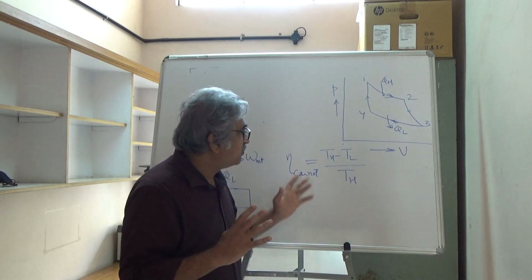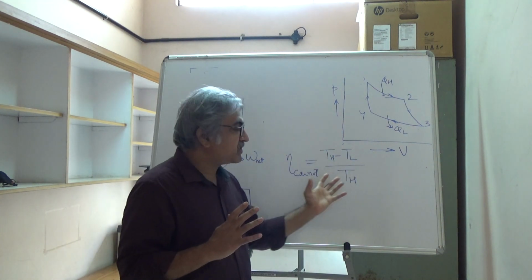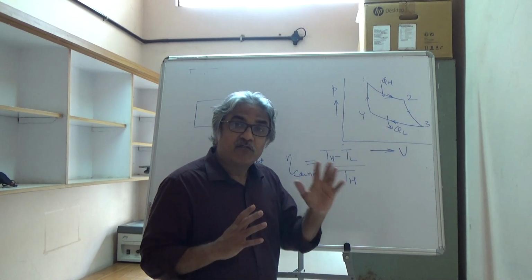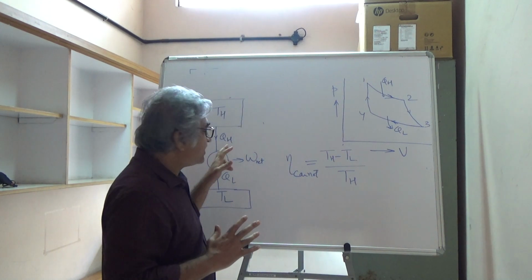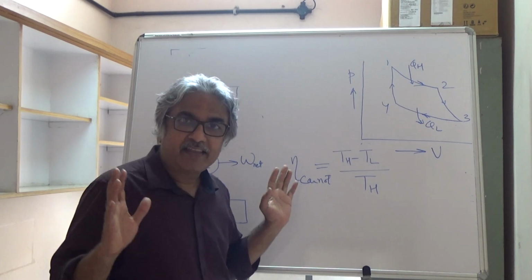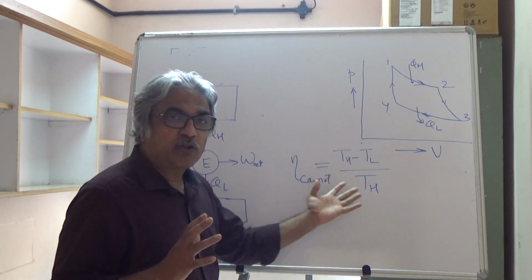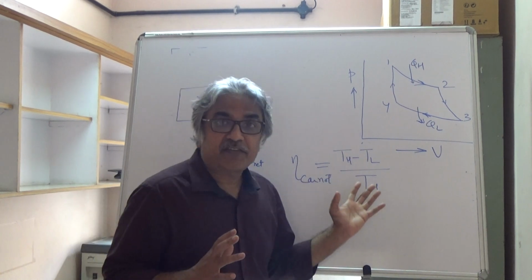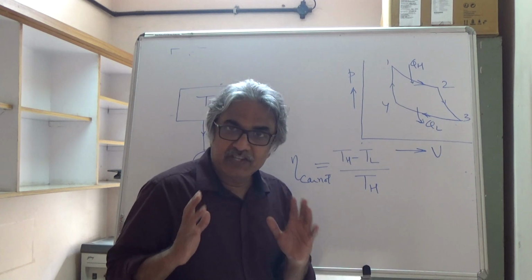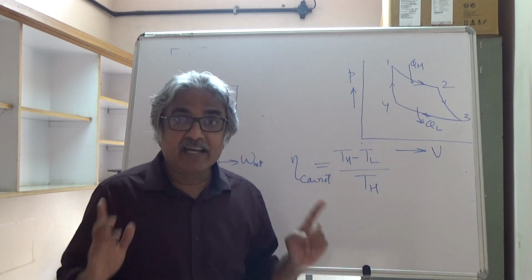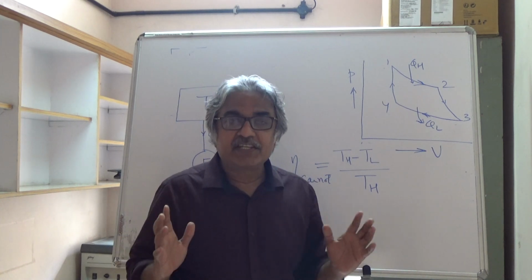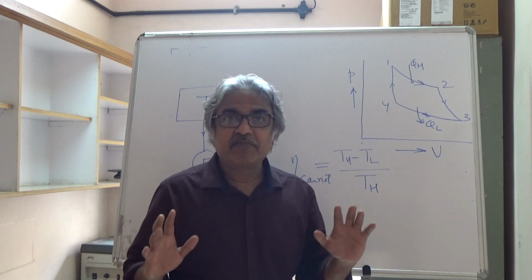I want you to remember that this expression is valid only and only for the Carnot engine. For the Carnot engine, the expression can also be written as QH minus QL upon QH, that's also fine. But efficiency as a function of temperature only applies to the Carnot engine. The Carnot engine does not violate the second law. So the efficiency of a Carnot engine can never be 100%.